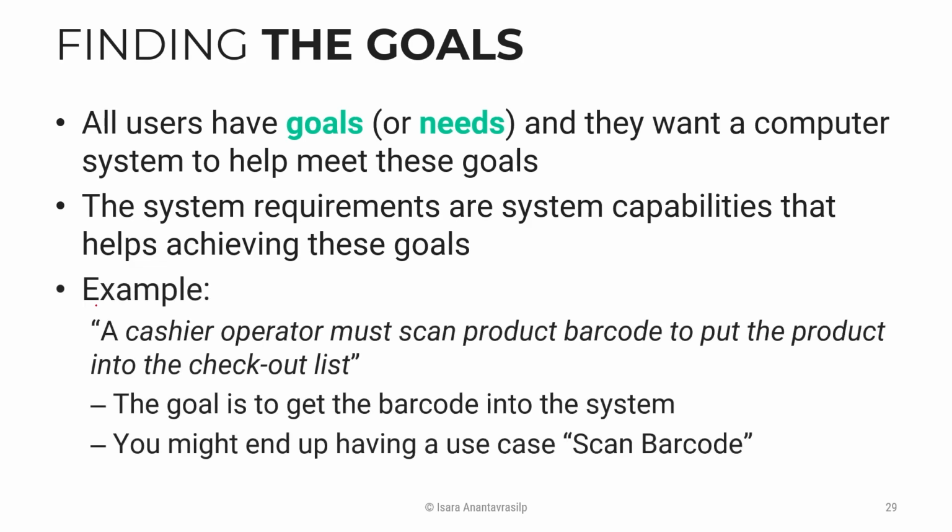A cashier operator must scan the product barcode to put the product into the checkout list. So the goal is to get the barcode into the system. You might end up having a use case, scan barcode, which is fine. This is what 7-Eleven does, right? In all the stores, you scan the barcode, the product shows up in the system, and then when you say, okay, that's all I want to buy, you just execute the payment actions, the payment workflow.